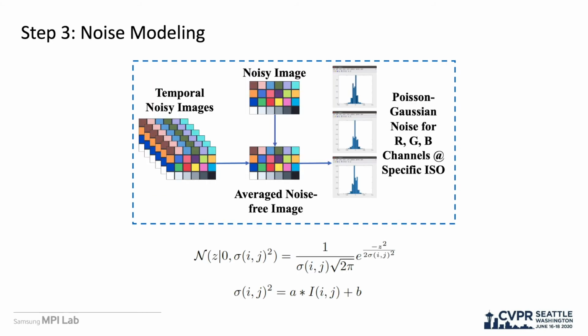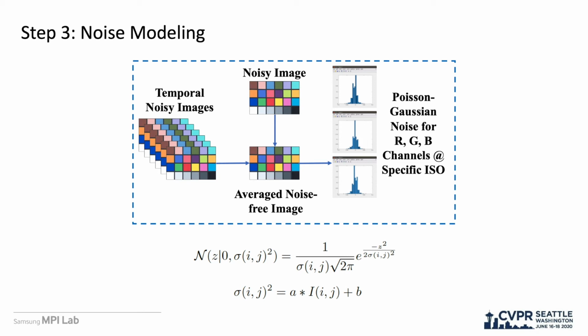For noise modeling, we model sensor noise characteristics using normal approximation to Poisson Gaussian noise. For each capture condition, we acquire a bunch of frames and time average them to get a noise-free image after excluding defective and saturated pixels.